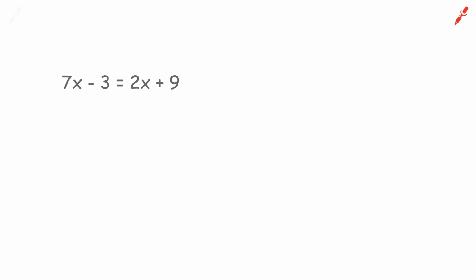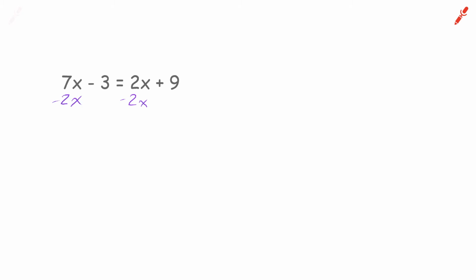Okay, and I'm going to delete those 2 marks. I don't know where they came from. So I've got 7x minus 3 equals 2x plus 9. Again, I start by looking at my coefficients. I've got 7 here, 2 here. Which is greater, the 7 or the 2? Obviously it's going to be 7 because 7 is the bigger number. So that tells me I'm going to eliminate the 2x. To eliminate this 2x, I just subtract 2x from both sides.